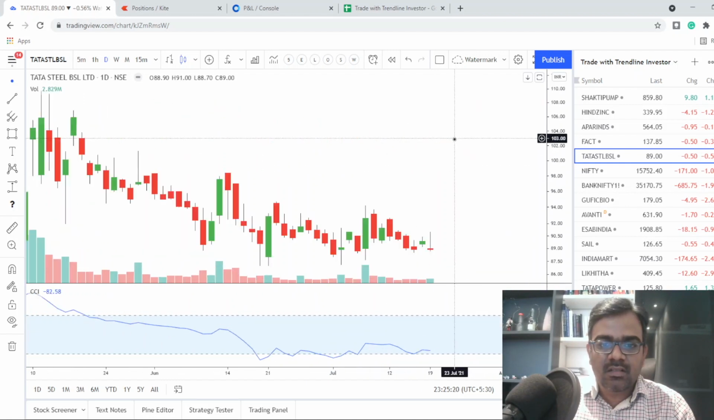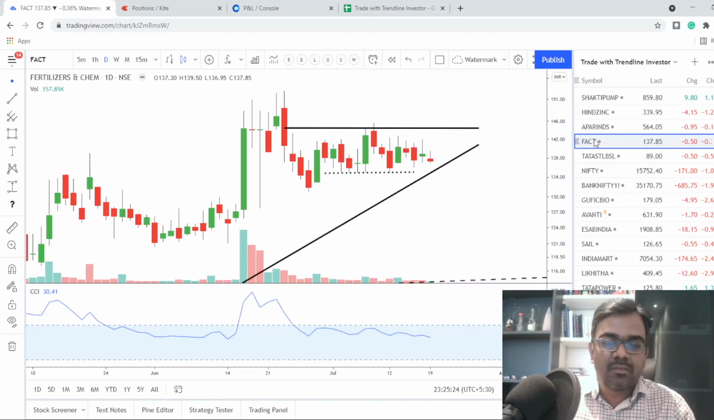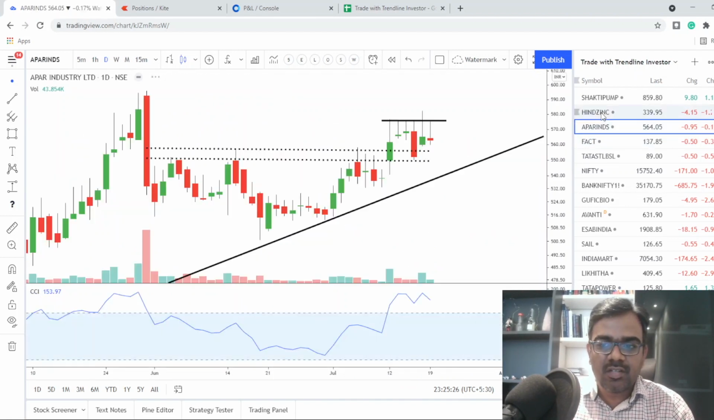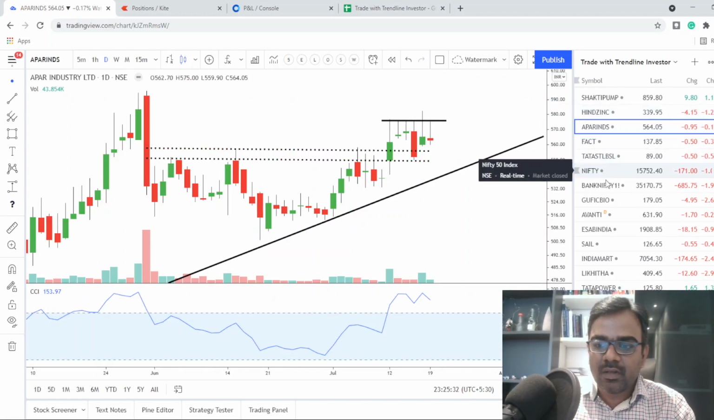So otherwise, the charts of Bhushan Steel and FACT still look the same. There's not much change. Apar Industries again, not much change. Hindustan Zinc is retesting and Shakti Pumps is moving ahead. So we'll focus on Shakti Pumps. We have 30% allocation, which is very good.